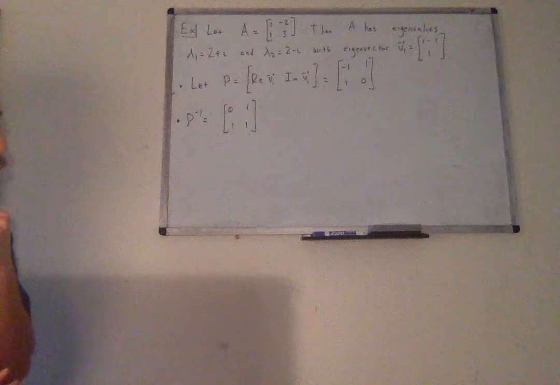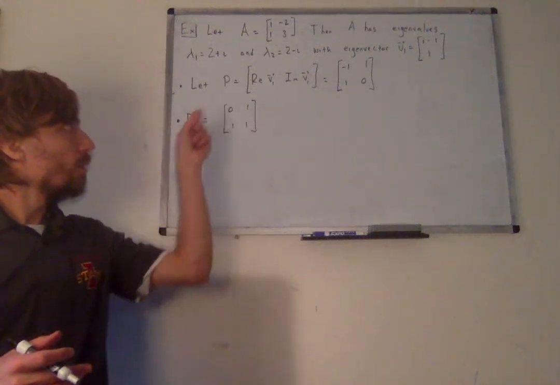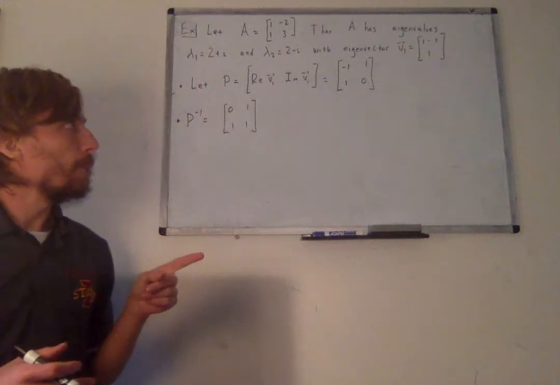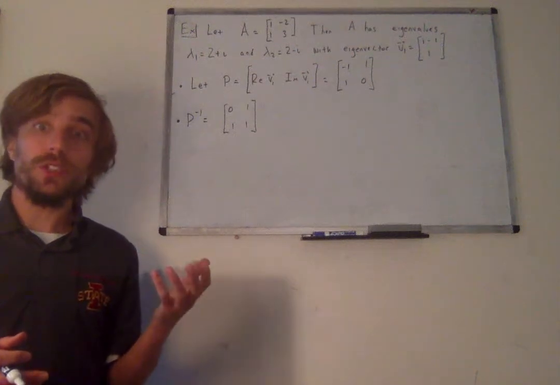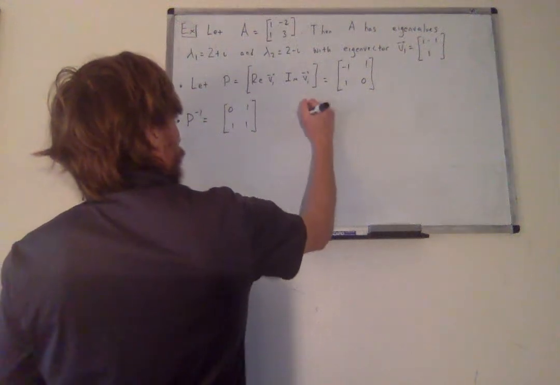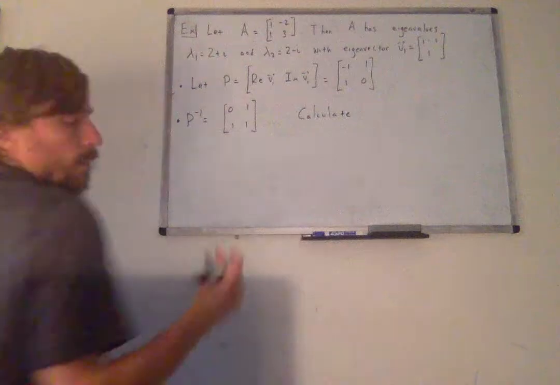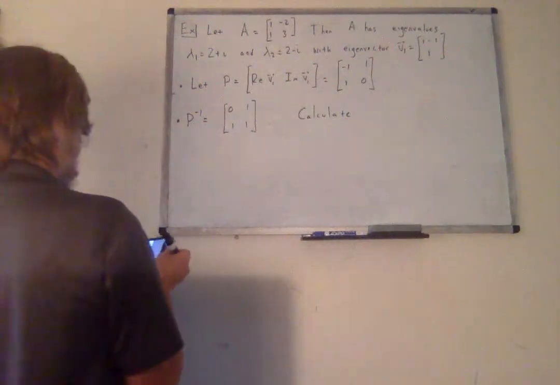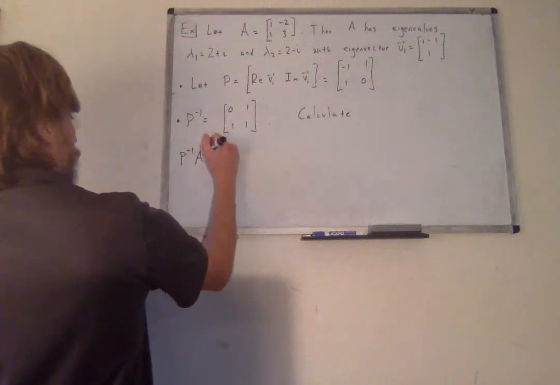Okay, so remember, if I have any invertible matrix P, I can use P as a similarity transformation for the matrix A. So what we want to do is calculate the matrix, and I have to make sure that the order of these matrices matters. So P inverse A P. And let's see what we get.